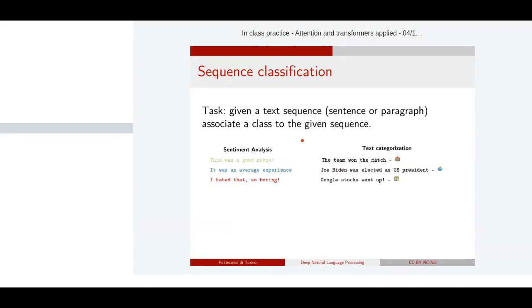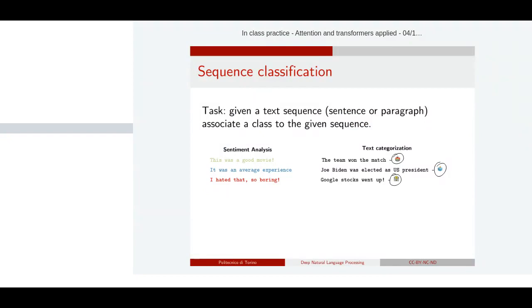Similarly, we can have similar tasks such as text categorization. If we have a sentence, we want to categorize it as belonging to a given category. So "The team won the match." This is sport. "Joe Biden was elected as US president." This is politics, or elections. And then we have "Google stocks went up." So this is something related to finance. If we want to perform this kind of task, we can use BERT models.